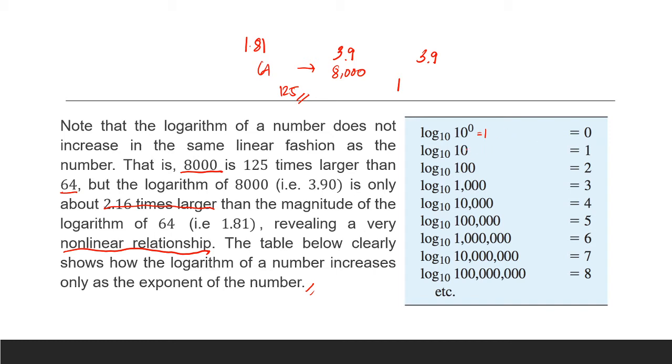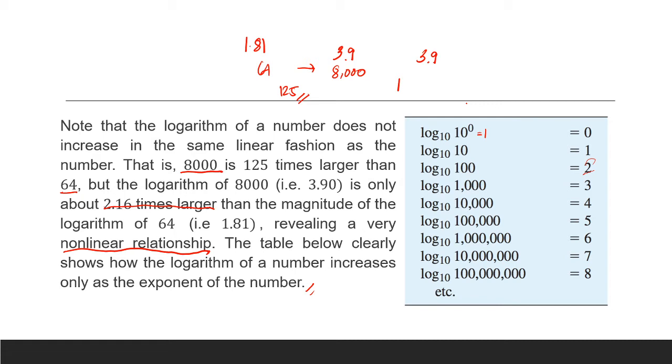Next, halimbawa from 10 to 100, logarithm of 10 to logarithm of 100. Nag-increase ka 10 times ulit. Pero yung pag-increase mo ng 10 times, nag-increase lang siya ng 2. So, naging log 2 lang siya, kumbaga. So, that is the explanation sa non-linear na relationship ng isang logarithm.